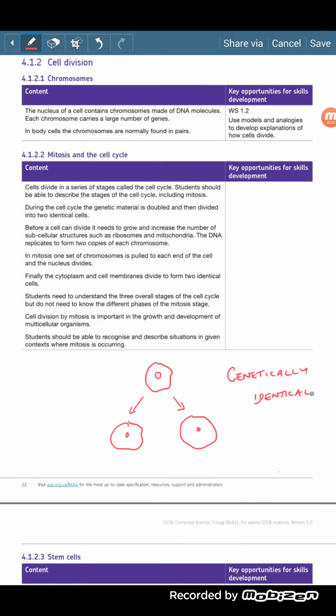And it is used in growth and repair. And one set of chromosomes will be copied into 2, and then the cell will divide. And it is not to be confused with the other process, meiosis, which makes gametes. So mitosis is for growth and repair, and it's where the chromosomes and the DNA copies, and then the cells divide.